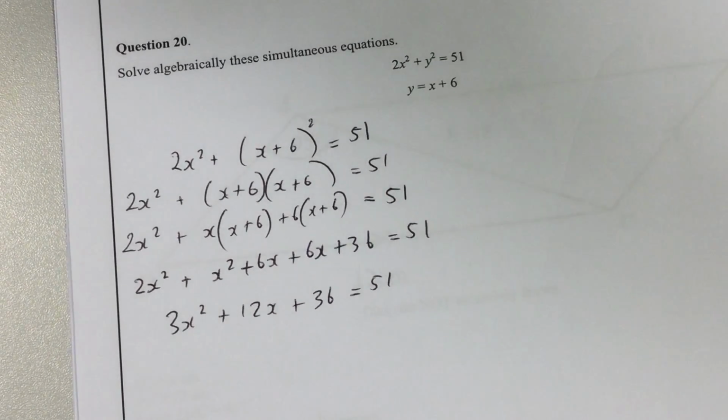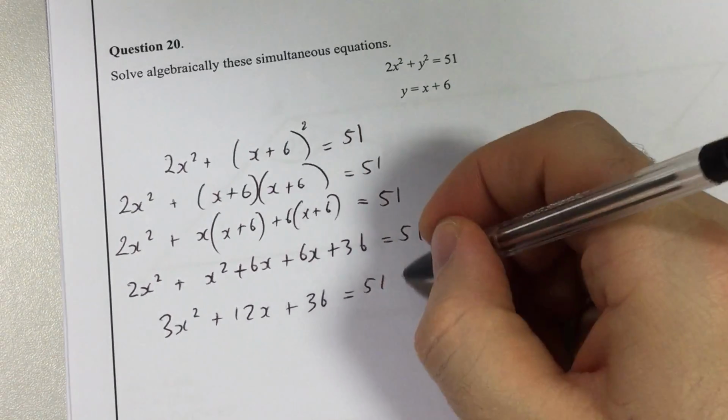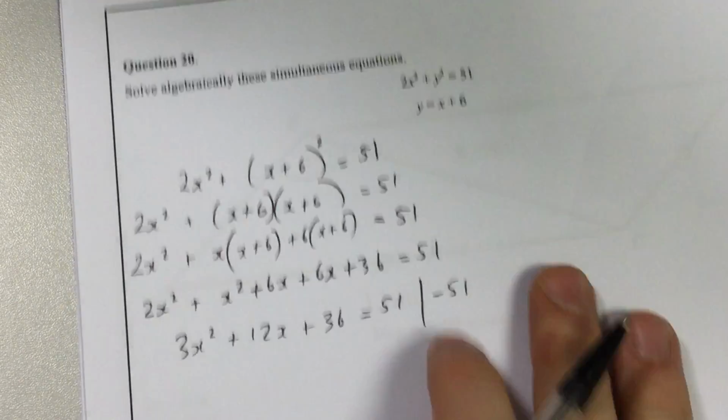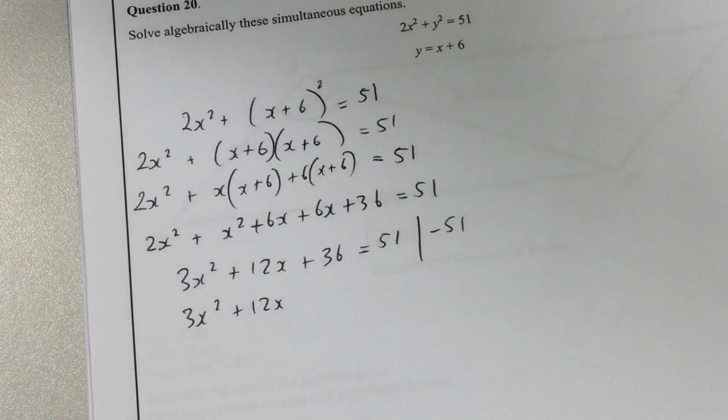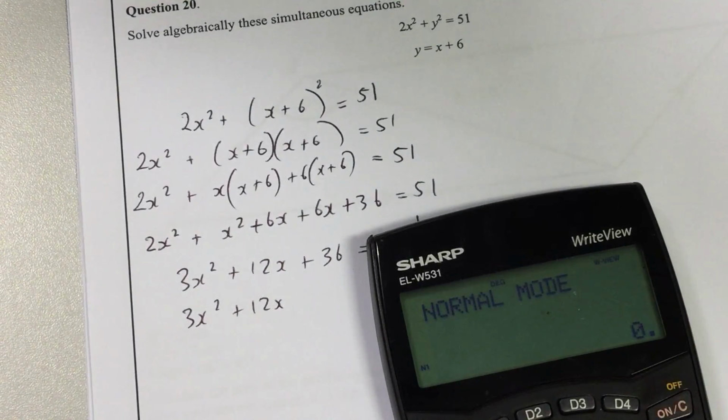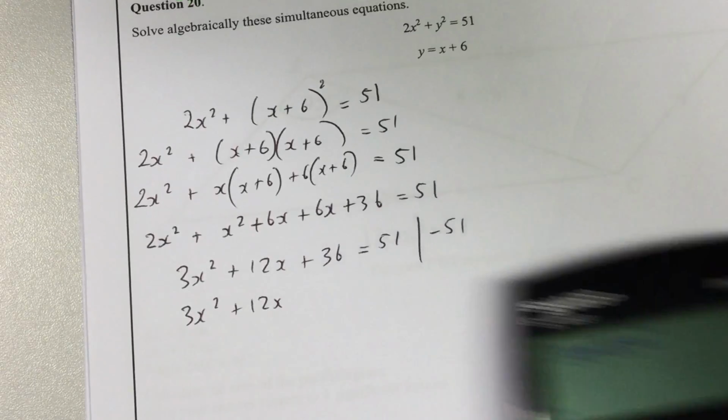Now I can't solve this yet because it doesn't say equals 0. So I'm going to sort that out now by taking away 51. And so I've got 3x squared plus 12x. And then I could do it, but I'm not going to. I'm just going to use the calculator because that's what I've got it for, and that's minus 15.